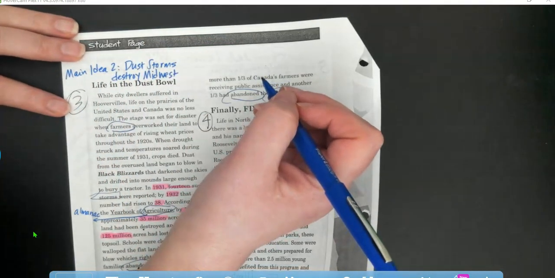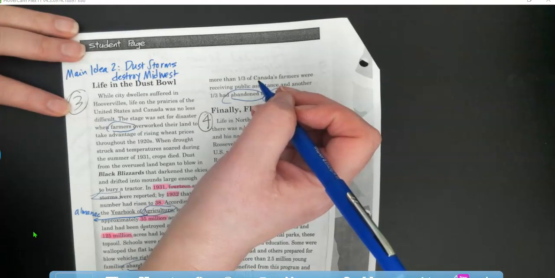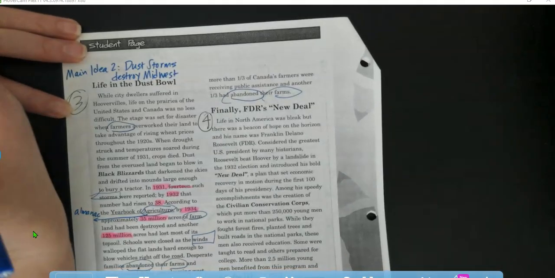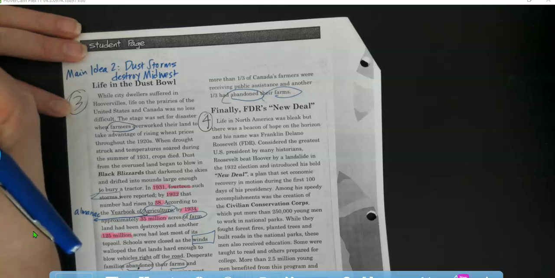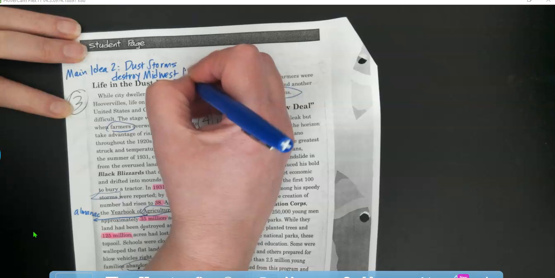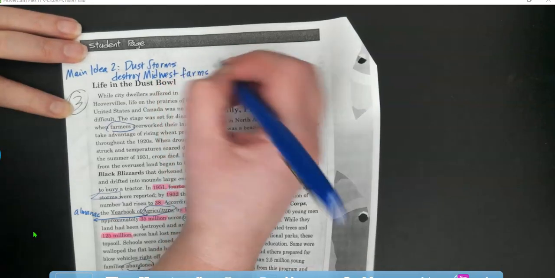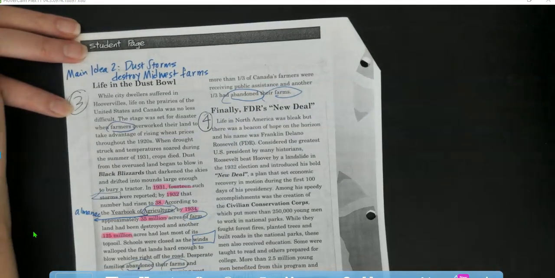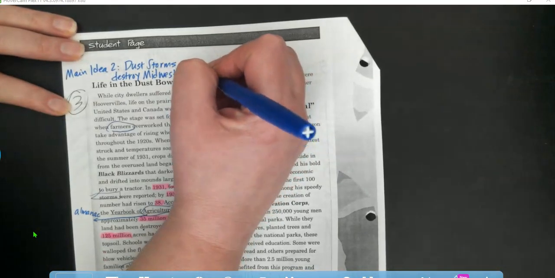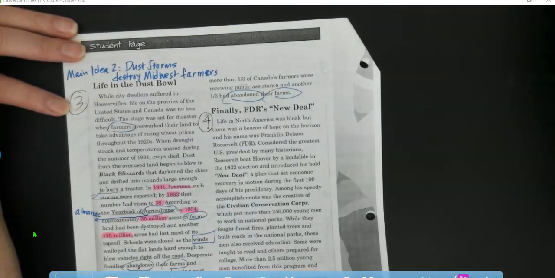Do we need to mention farms and farmland specifically? No. Isn't that really who was mentioned most? Yeah, they mentioned farmers and farmlands, tractors, agriculture in lots of different places, lots of farming connected words. So I'm going to make sure to include that. Dust storms destroy Midwest farms or farmers, because it didn't just destroy the land, it destroyed these families too. Boom. All right.